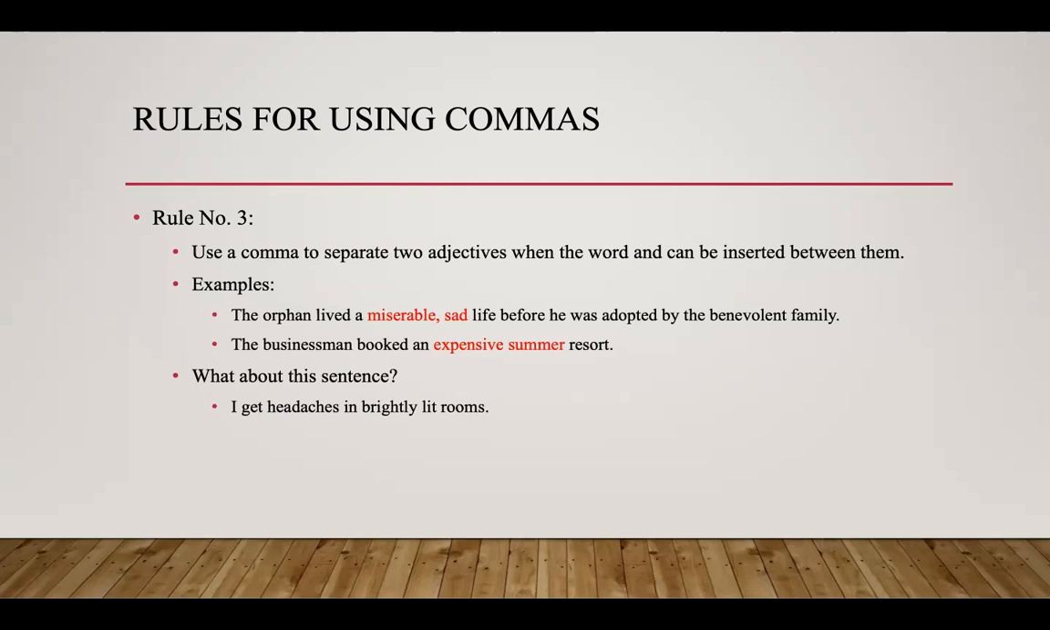The orphan lived a miserable, sad life before he was adopted by the benevolent family. Miserable and sad are called coordinate adjectives, and thus we can separate them by a comma. Notice if I say, for example, the orphan lived a miserable and sad life, that is still okay. Let's look at the second example here to clarify the meaning of this rule.